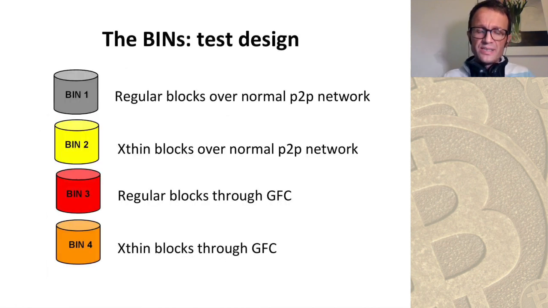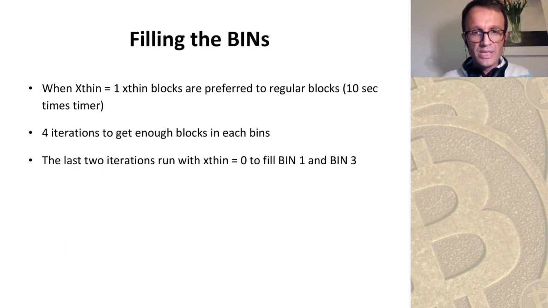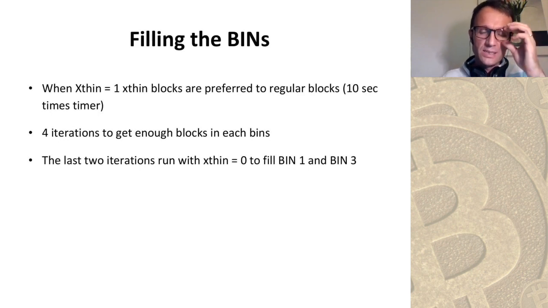We divided the data about the blocks we collected into 4 bins. Bin 1 was regular blocks over the normal P2P network. Bin 2 was Xthin blocks over the normal P2P network. Bin 3 was regular blocks through the Great Firewall of China, and Bin 4 was Xthin blocks propagated through the Great Firewall of China, in both directions, of course. The problem was that we had to have an equal or almost equal amount of blocks for each bin, to have comparable data to properly evaluate the propagation time.